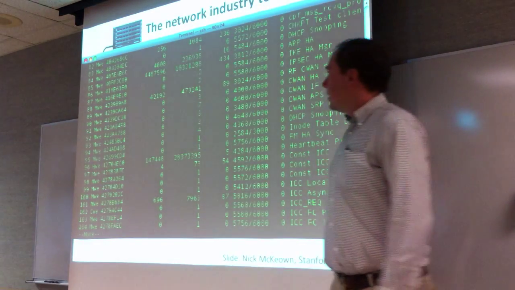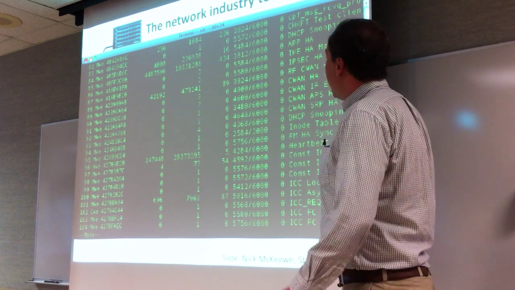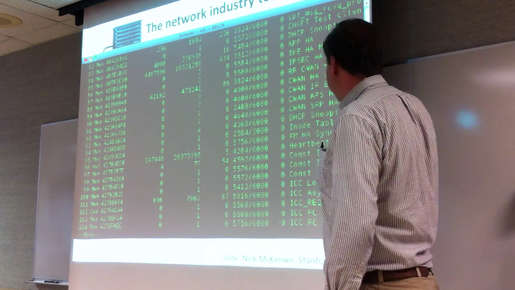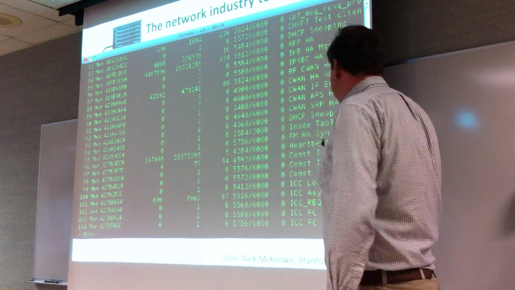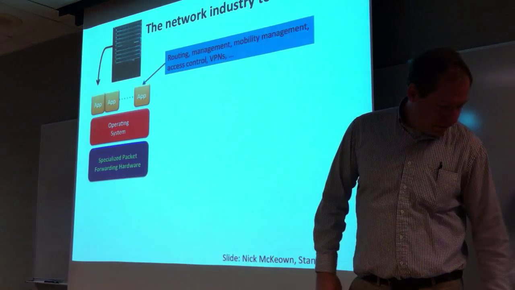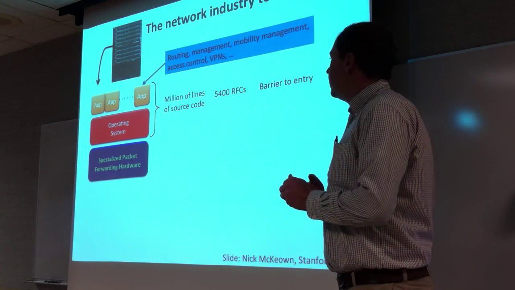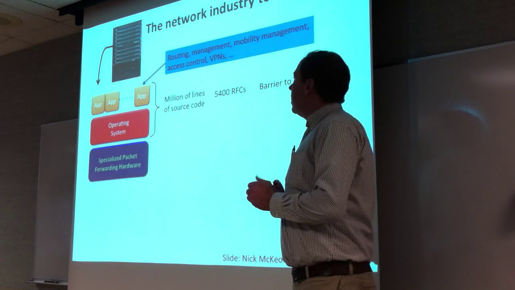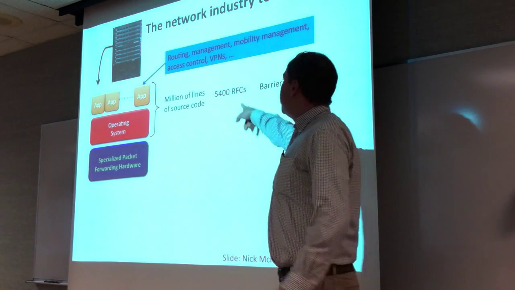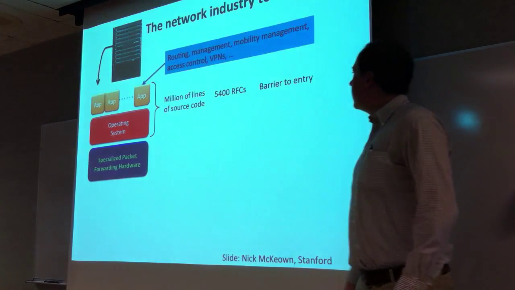I can even get on a Cisco and do a show process, and you can see all these processes. There are hundreds of processes running on these things: DHCP snooping, routing processes, table managers, all kinds of stuff. You've got millions of lines of source code. Every protocol that tells a network how to work is defined in a request for comments, or an RFC. There are more than 5,400 of those.